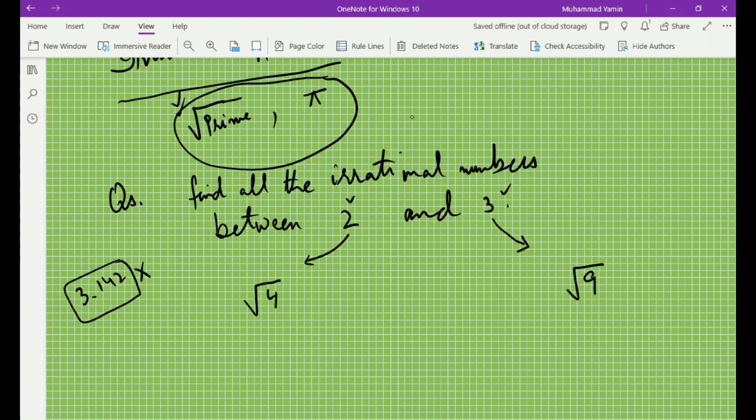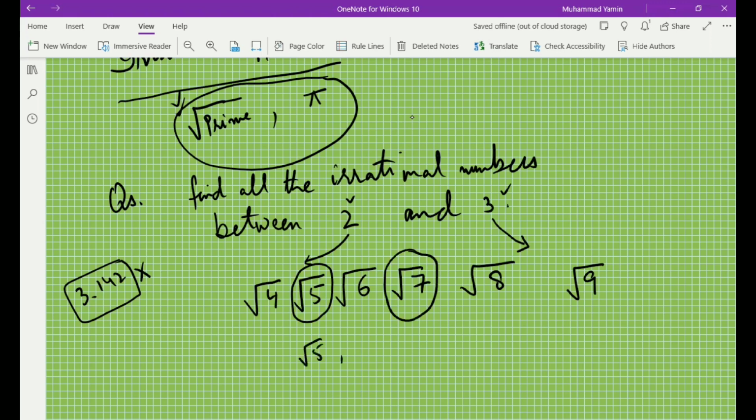So first of all we write the boundary values in the square rooted form, and then in between we write all the numbers which lie between these two values under the square root. After square root of 4, we get square root of 5, then square root of 6, then square root of 7, and then square root of 8. There is no other number after that. So this is the list that we should have. Now, looking at the definition of the irrational number, we can pick that square root of 5 is an irrational number and square root of 7 is an irrational number. So these two are your answers.